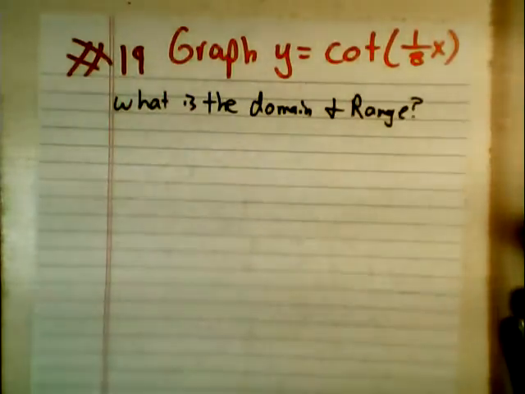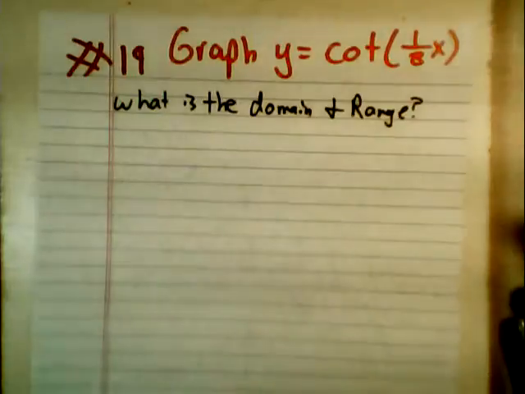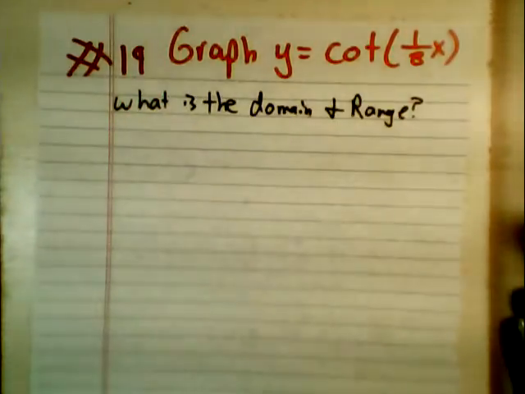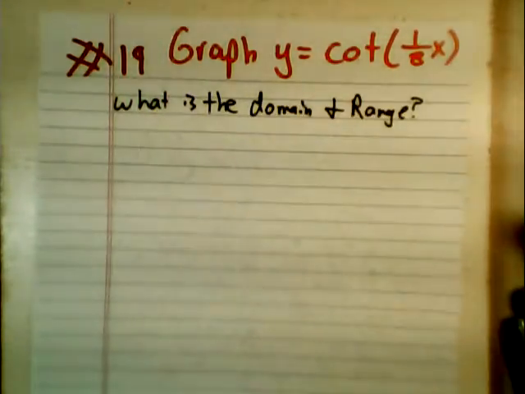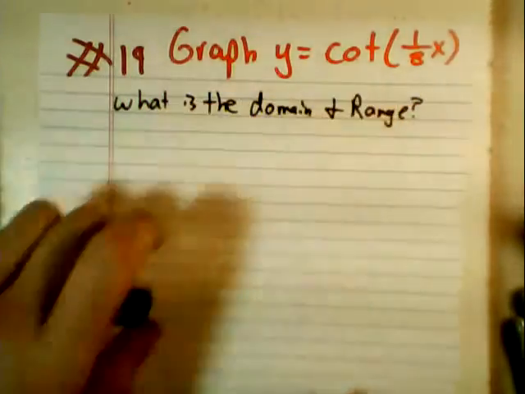On problem 19, it gives you a function and then it asks you to graph it, showing at least 2 cycles of its period, and then determine its domain and range. So first, let's figure out what the period of cotangent 1/8 pi is.